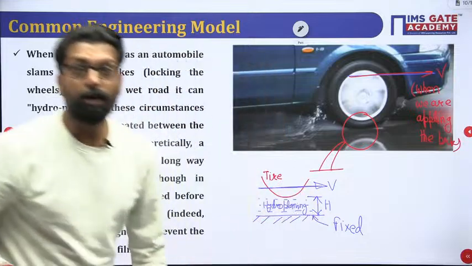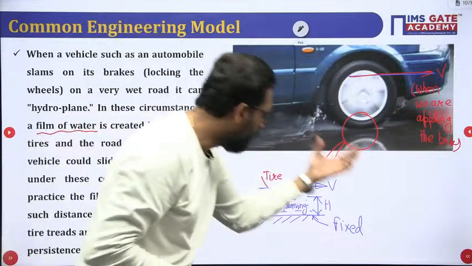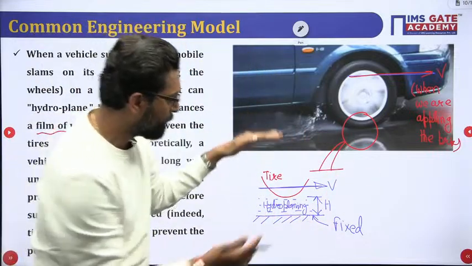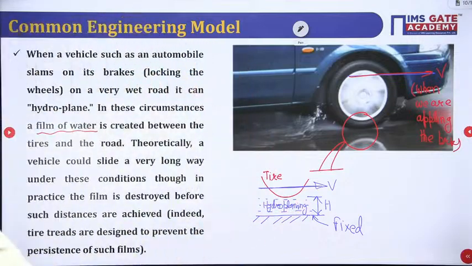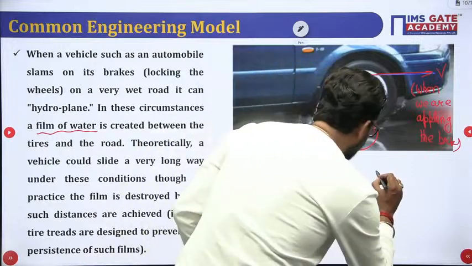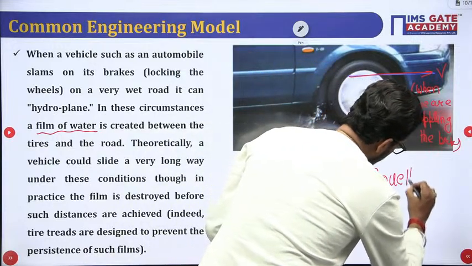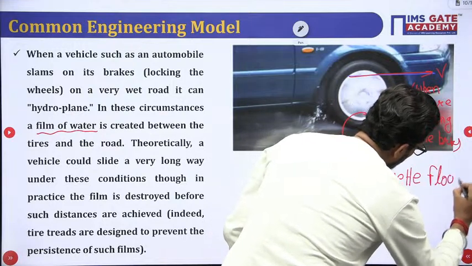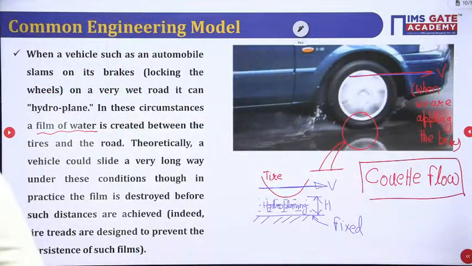And this model is called what? Couette flow. This model, we have to model this one as a Couette flow. That means flow in between a very thin narrow region. That is called the Couette model. Couette flow. This is a very common model in engineering practice.